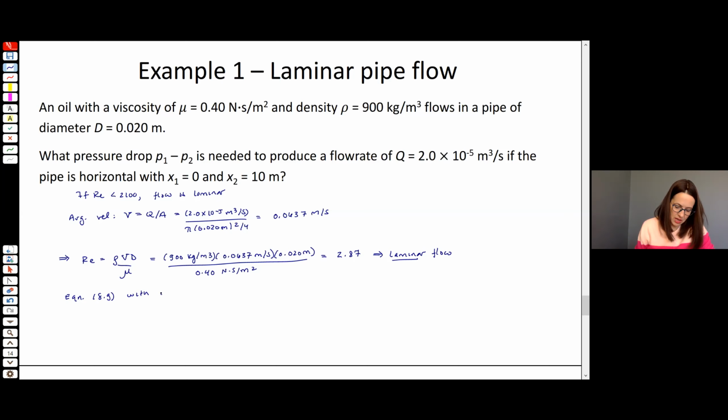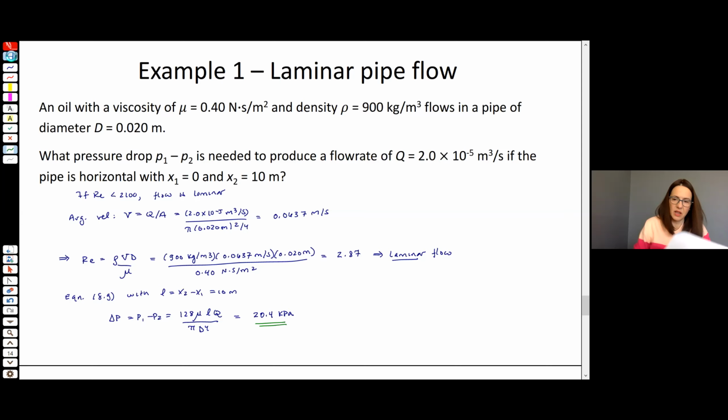All right. So doing that, taking equation 8.9 with L equal x2 minus x1 equals 10 meters, we get delta P, which is that P1 minus P2 we're looking for, is equal to 128 mu L Q over pi d to the fourth. We can plug in all those numbers that we have, and we get 20.4 kilopascals.